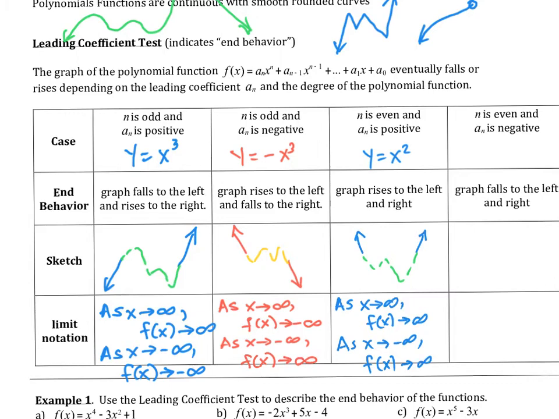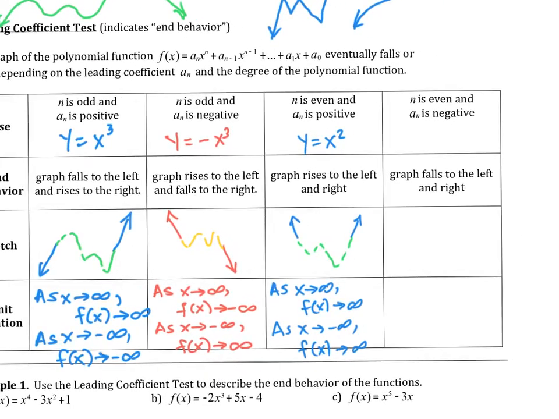Okay, and you could rephrase this as sentences. I could say, as x approaches infinity and x approaches negative infinity, f of x approaches positive infinity. Or f of x approaches infinity as x approaches both infinity and negative infinity. It is like a sentence, so if you read it and it makes sense, then it will work.